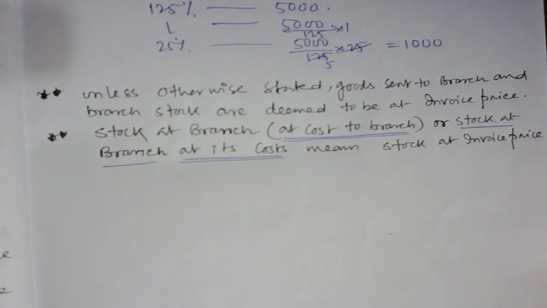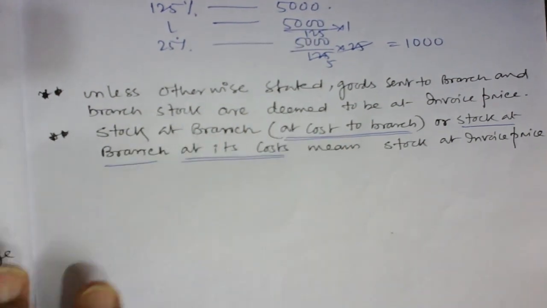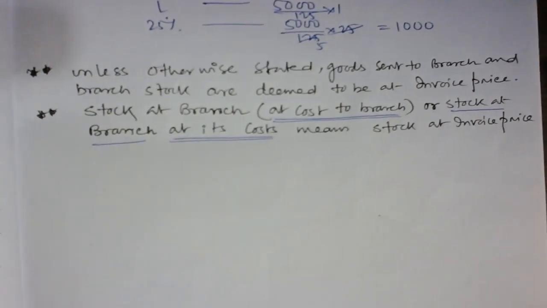When stock at branch is given at cost to branch, or stock at branch is given at its cost, it means stock at inverse price. When this type of language is given in the question, you need to remember they are given at stock at inverse price. Okay, that's what we have done. Clear?